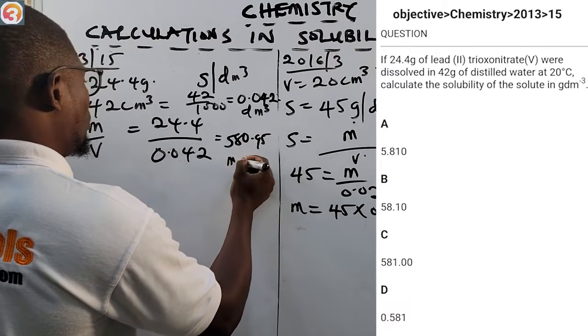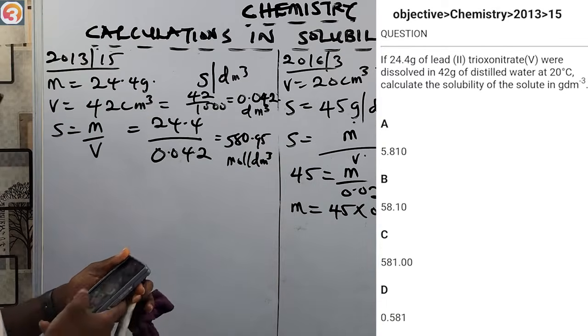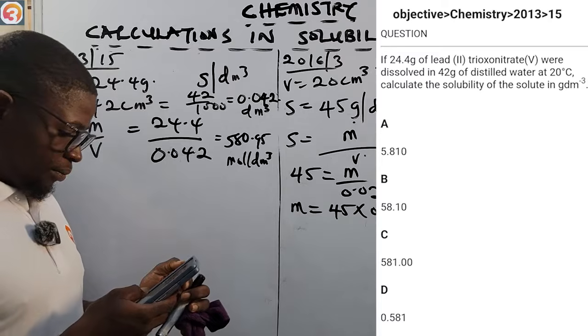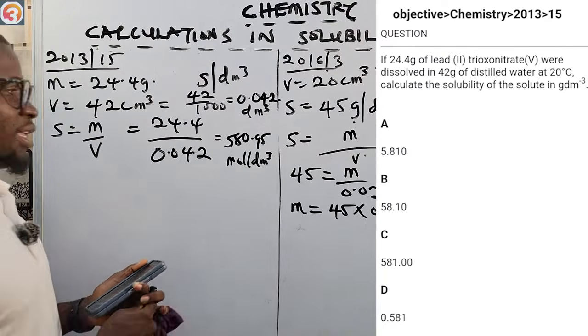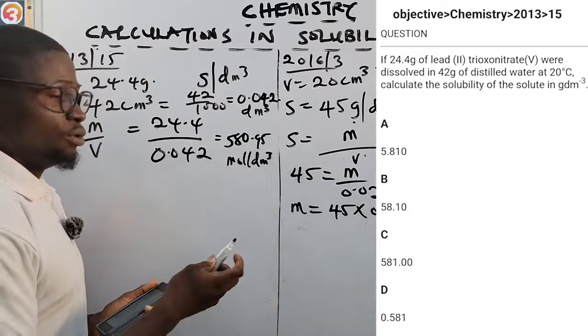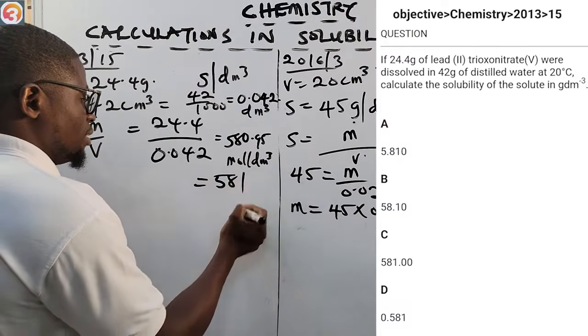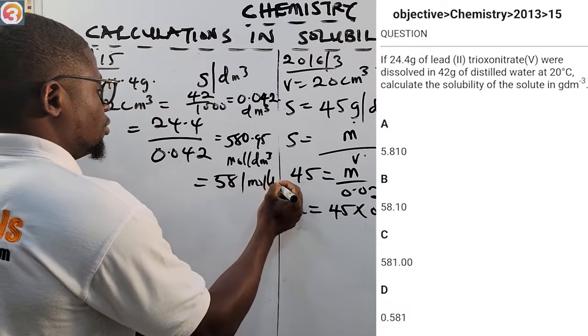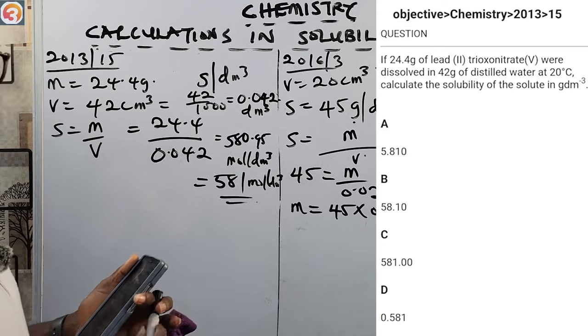580.95 mole per dm cube. Okay, so that is that. Let's see the options. 580 mole per dm cube. Okay, 0.95. So if you approximate here, I'm going to have 581 mole per dm cube. So the answer is still there.